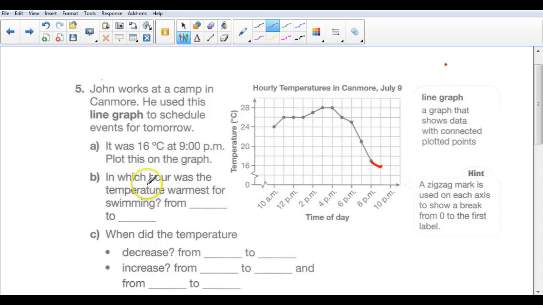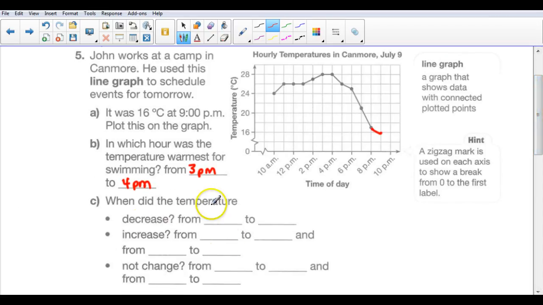Okay. In which hour was the temperature warmest for swimming? So highest temperature looked like it was 28 degrees, and it was between, we start here, we go down to this axis, it looks like 3 p.m. to 4 p.m. So it was from 3 p.m. to 4 p.m. Okay. When did the temperature decrease?